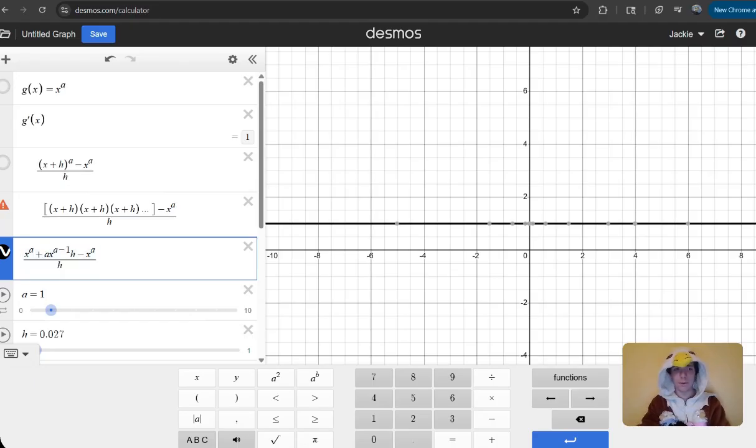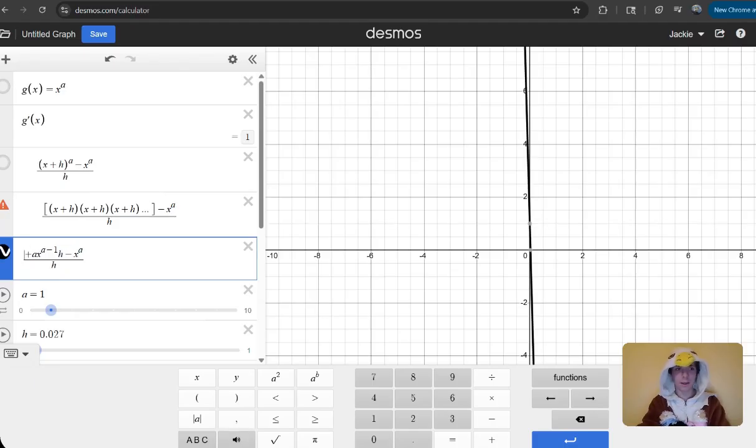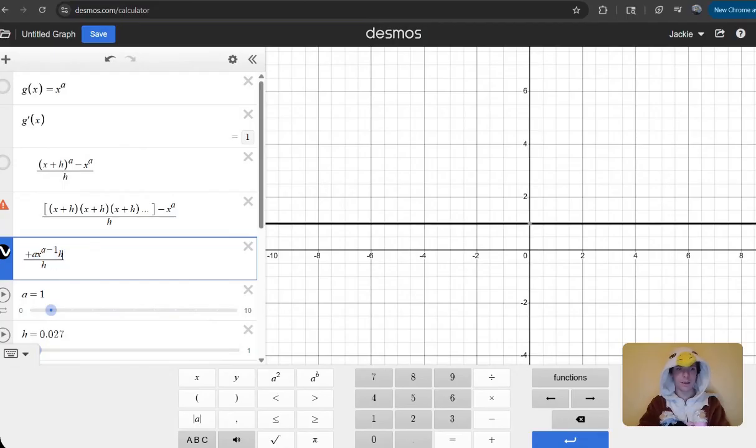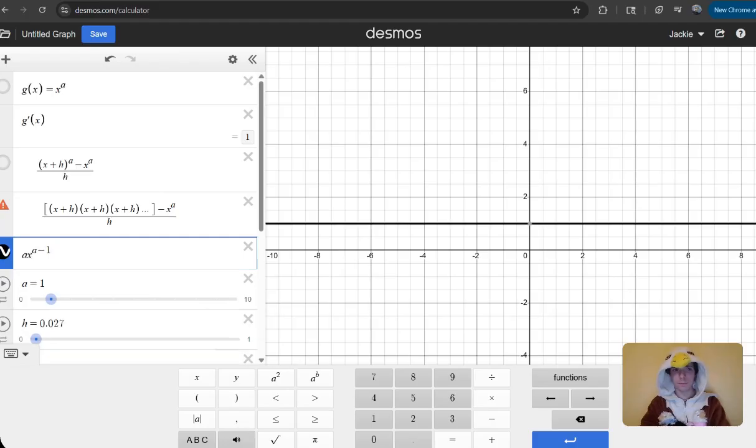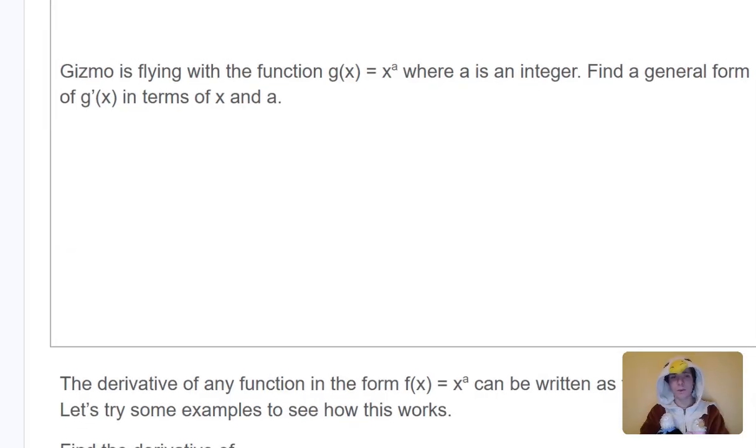So now we can do the normal process with the derivatives. We're going to cancel out these x to the a's, and then we have a x to the a minus 1 h over h. All the other terms, when we cancel out the h in the numerator and denominator, they're just going to go to 0. The general form of g prime of x is going to be a times x to the a minus 1.